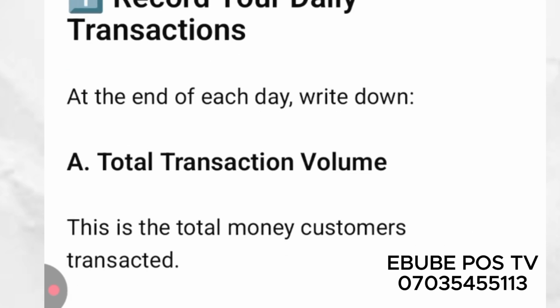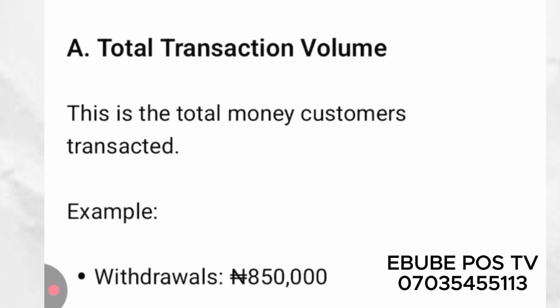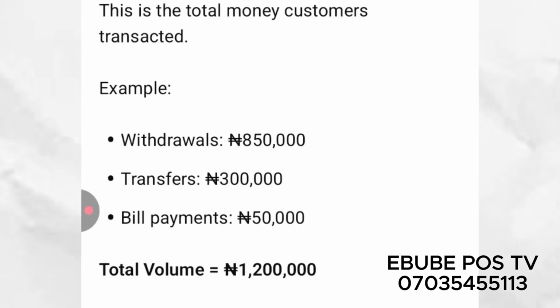So record your daily transactions. As you're performing transactions, you'll be writing down everything you do. Someone comes to withdraw from you, you write it down. What is the charge you charge the person? What is the amount the person did? What Moniepoint charges you, and the like. So by the end of the day, you now have a total of transactions, how much was charged, withdrawals, transfers, bill payment, and everything.